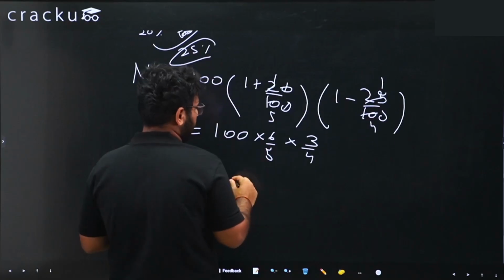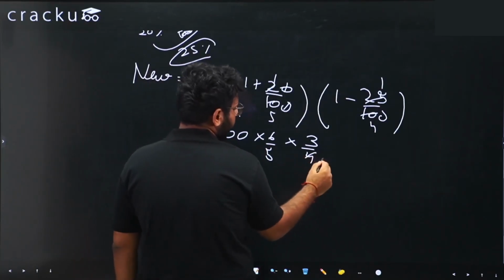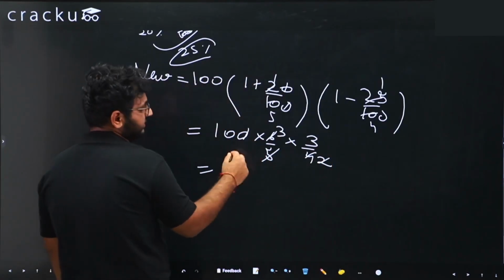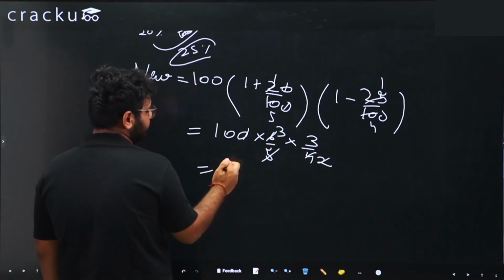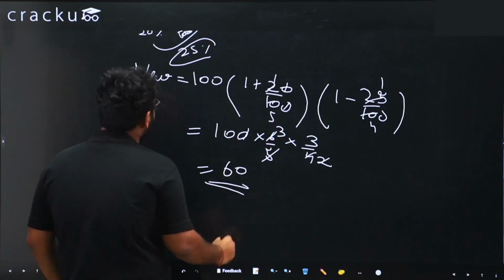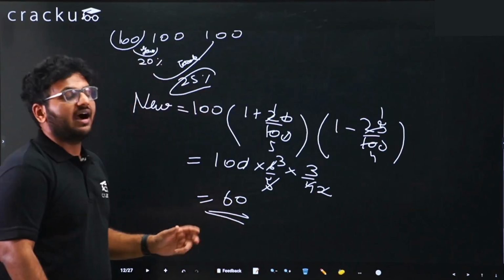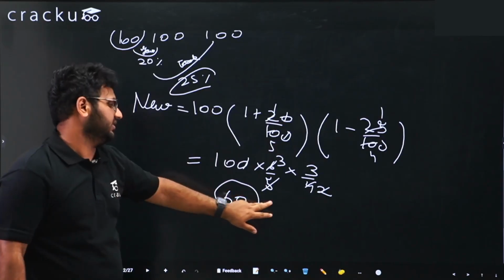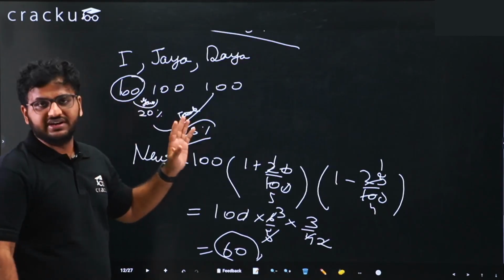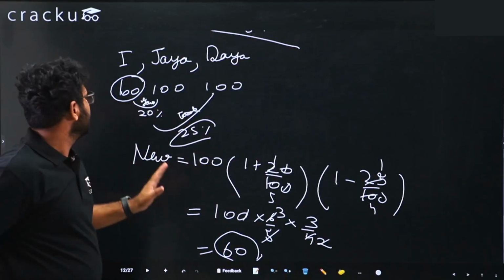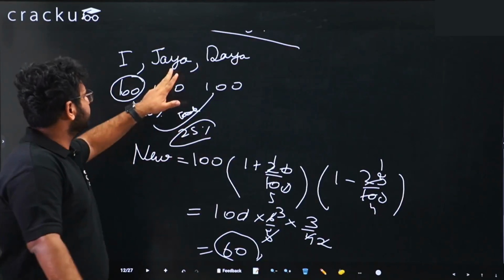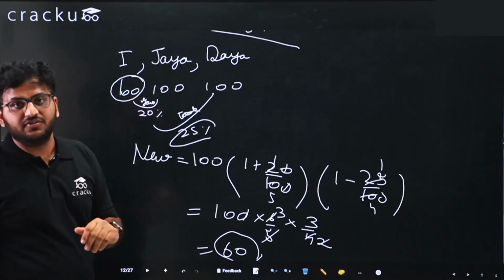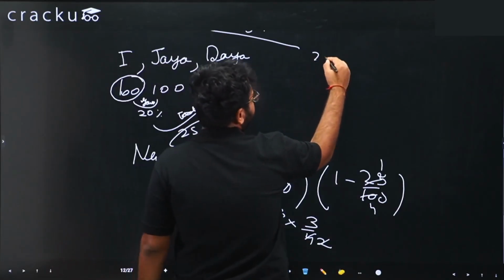So this will be equal to what? 5 4s are 20, 10 hundreds are this, so 3 3s are 6, 6 into 10 is 60. So after Jaya gave the chocolates and Daya took the chocolates, I have 60 chocolates with me. See, we can calculate manually also. So first I had 100 chocolates, then Jaya gave 20% of her chocolates. So 20% of her chocolates is what? 20 by 100 of 100.